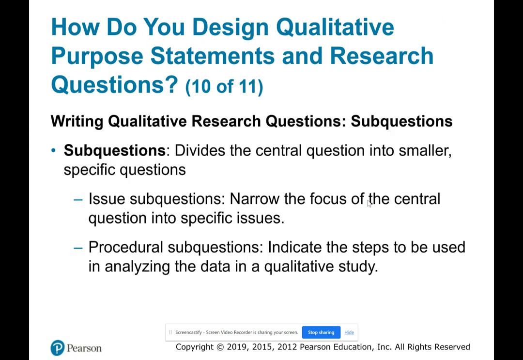In addition to a central question, qualitative researchers often pose sub-questions. Sub-questions refine the central question into questions to be addressed in the research. They provide greater specifics to the questions in the study. Issue sub-questions narrow the focus of the central question into specific questions. Procedural sub-questions indicate steps to be used in analyzing the data in a qualitative study.